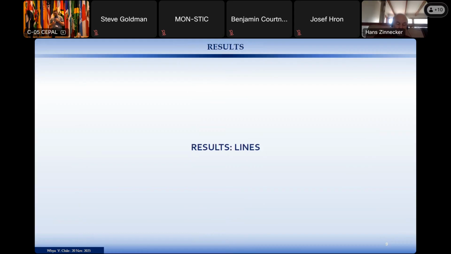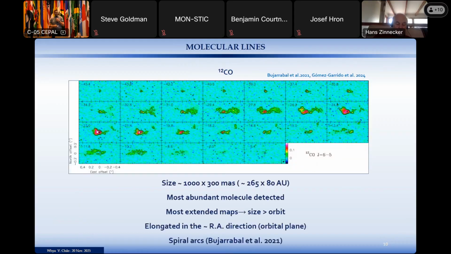Now, the results on the lines. I will start explaining something about the CO, the most abundant molecule detected in our map. It's also the molecule that shows the most extended structure. As you can see in these maps per velocity channel, the emission reaches sizes of 1,300 milliarcseconds in right ascension and declination.